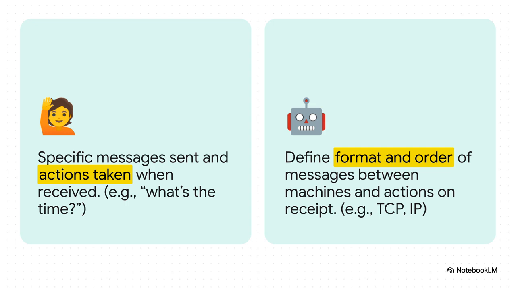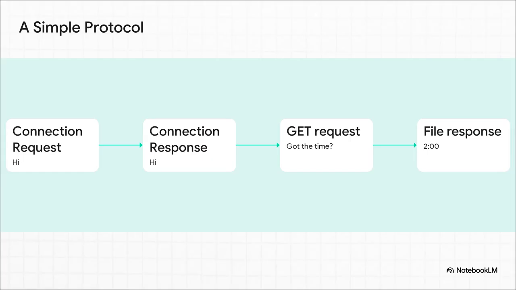Network protocols, like the famous ones TCP and IP, they do the exact same thing, but for machines. They define the format, the order of the messages, and exactly what to do when a message comes in. So when your computer wants to get a web page, it follows a very similar pattern. One machine sends out a request. It's basically saying hi. The other machine sends a response, hi back. Then the first one asks for what it wants. Can I have this file? And the second one sends it. It's this simple, structured back and forth conversation that makes the entire system work so smoothly.